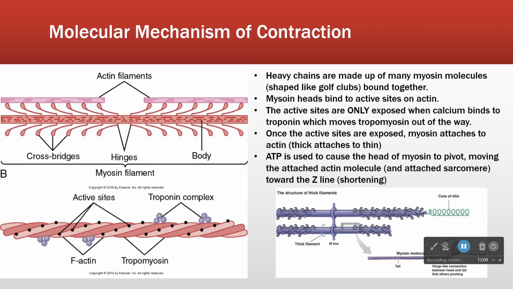Now, once myosin attaches to these binding sites, then we get an ATP-using process, which causes the head, which typically sits like this, to pull forward. It's like a ratchet system, right? That pulls the thin filament a little bit towards the thick filament. Do that with hundreds of thousands of myosin heads, and then you start to get your contraction, right?